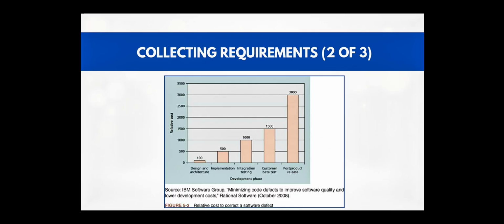The graph titled Relative Cost to Correct a Software Defect illustrates how the cost of fixing a software defect escalates depending on when it's discovered during the software development life cycle. This graph clearly demonstrates that the earlier a defect is identified and corrected, the lower the cost. This underscores the importance of investing in thorough upfront planning, rigorous testing, and proactive quality assurance measures.